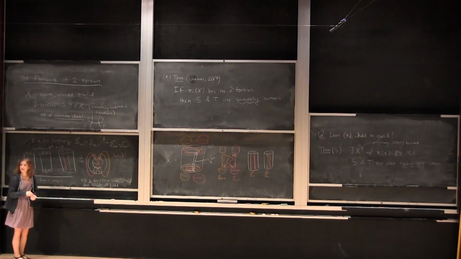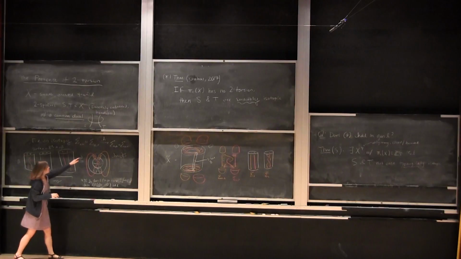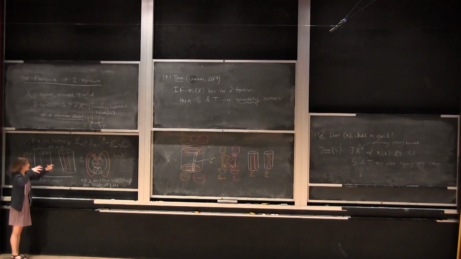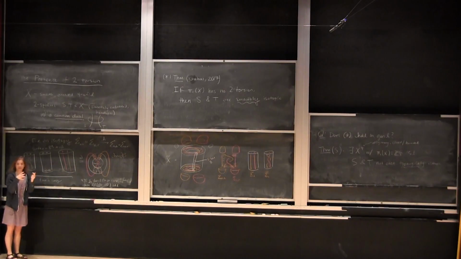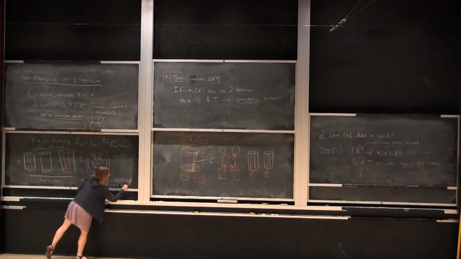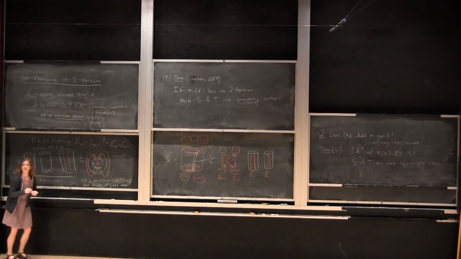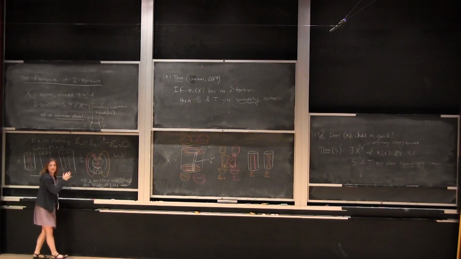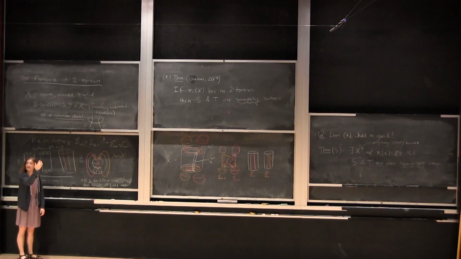Right. However, that's clearly a bad thing because I have these links living in S3 and they're bounding these 2 disjoint surfaces that are living in the 4-ball, right? So their linking number better be 0 or else I'm in trouble. So this gives me a contradiction, which is nice. The idea behind this is that I have this single twist happening, so that contributed 1 to the linking number.